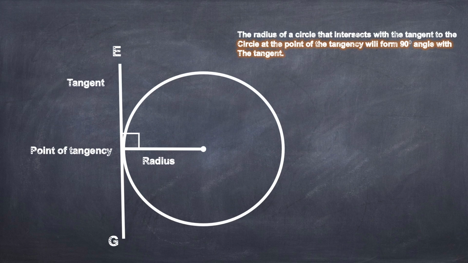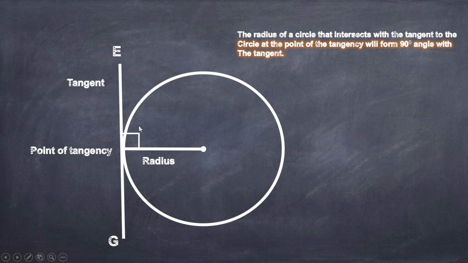Okay, next, as you can see from this figure, the radius and the tangent intersect. The radius of the circle that intersects with the tangent to the circle at the point of tangency will form 90 degrees with the tangent. So it means that not only from the circle, but from the tangent, the angle from the tangent to the radius here will form 90 degrees.